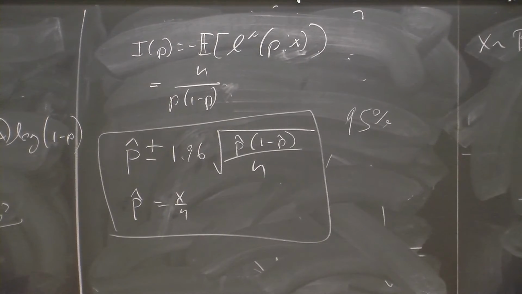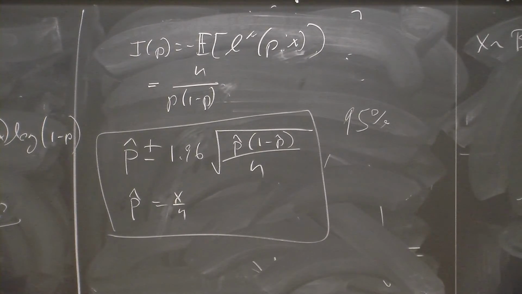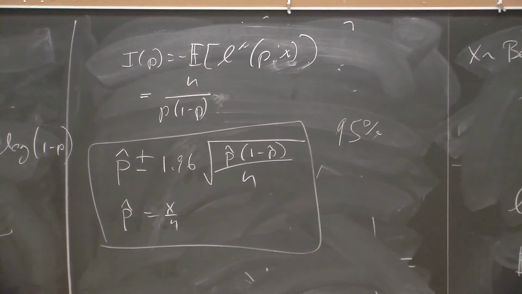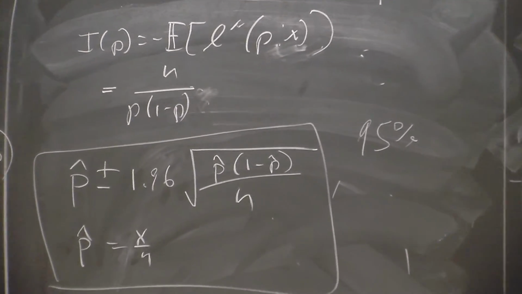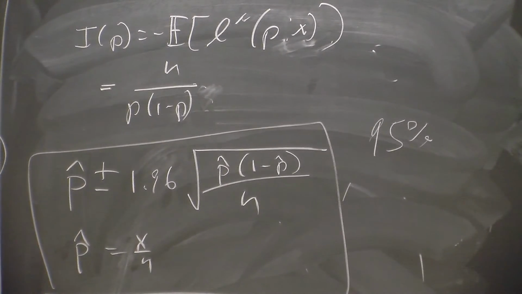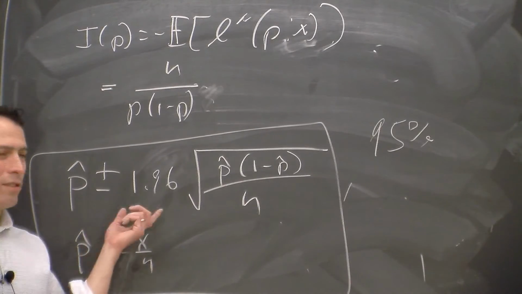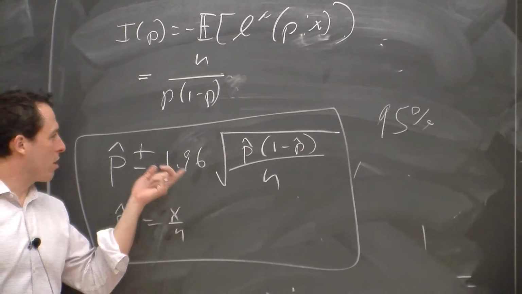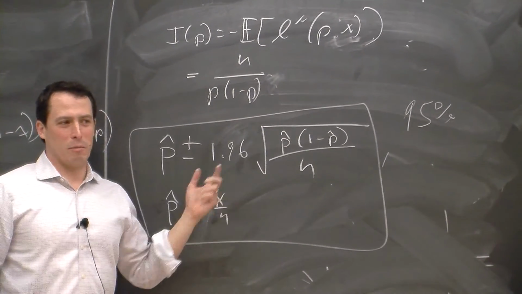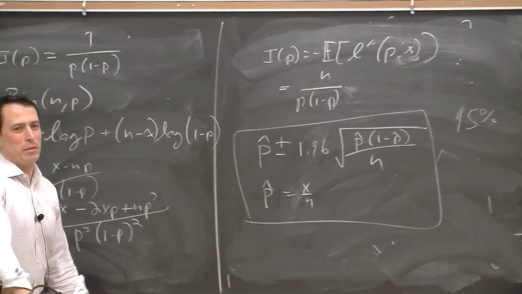It's an absolutely, in my opinion, mind-blowing fact that here in 2016, 115 years after people started thinking about this stuff, we still don't know how to construct a correct 95% confidence interval for the binomial distribution.